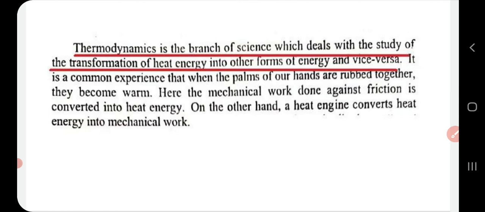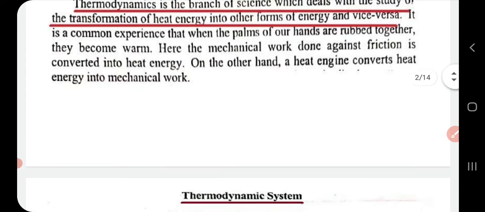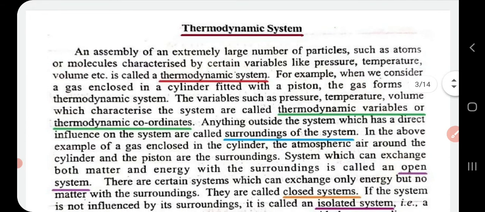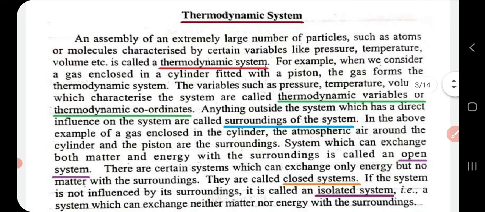Thermodynamics is a branch of science which deals with the study of transformation of heat energy into other forms of energy and vice versa. That is, when you rub your palms of your hands together, it will get warm. Why? Because the mechanical work that you are doing against friction is now converted into heat energy. Similarly, a heat engine converts heat into mechanical work. So thermodynamics is a branch of science or physics which deals with the study of transformation of heat into mechanical work and vice versa. Now, these are the definitions that you have to study, all the definitions that I have underlined.